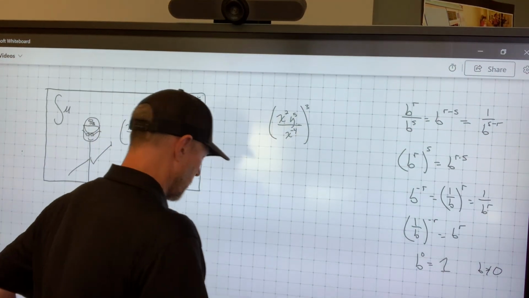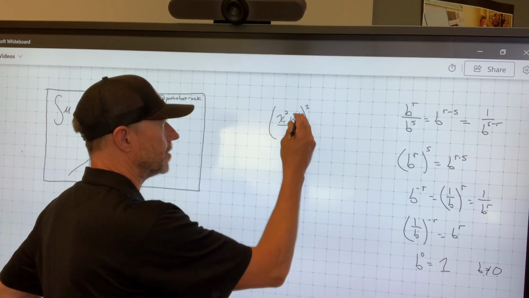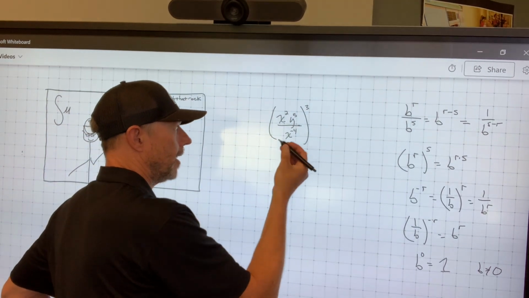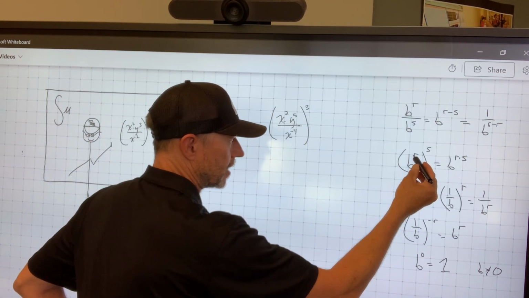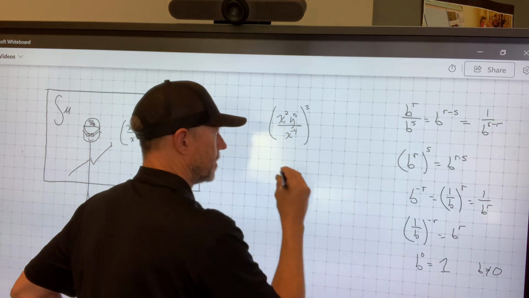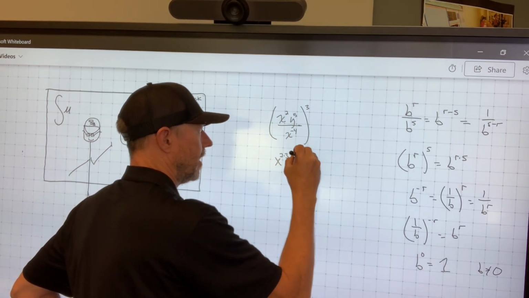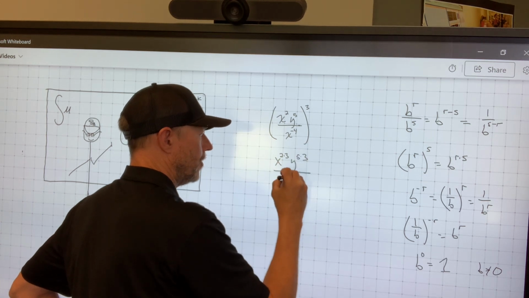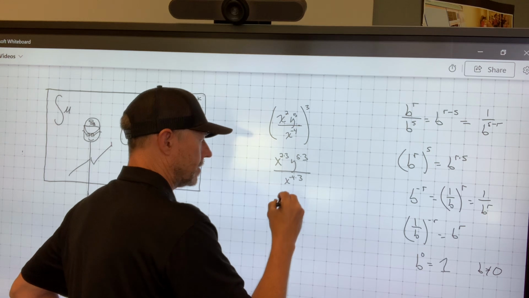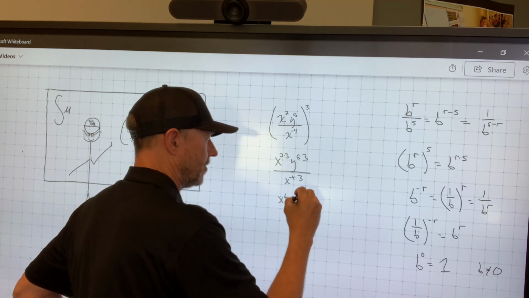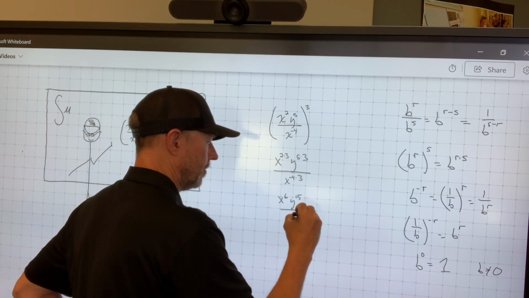So, first thing I notice is that all of these are raised to the 3rd. So I can use the fact that when raising a base with an exponent to another exponent, you multiply the exponents. So this is x to the 2 times 3, y to the 5 times 3, over x to the negative 4 times 3. That gives me x to the 6, y to the 15, over x to the negative 12.